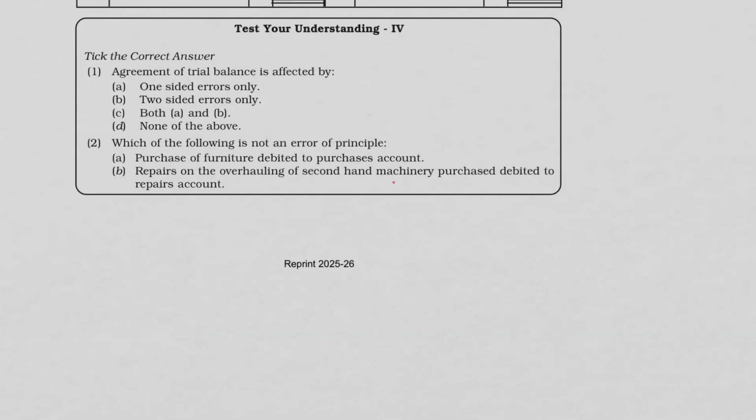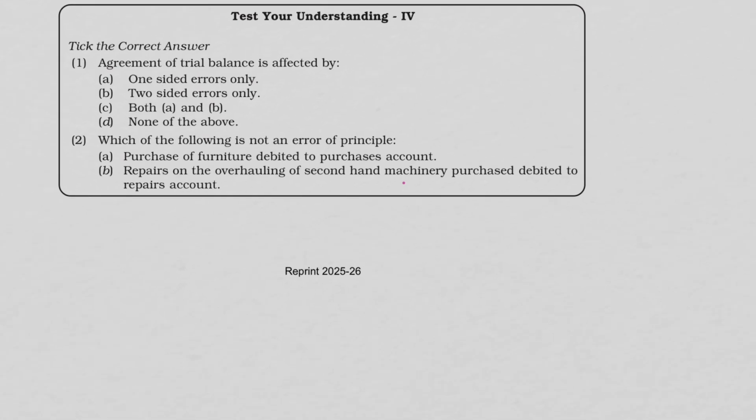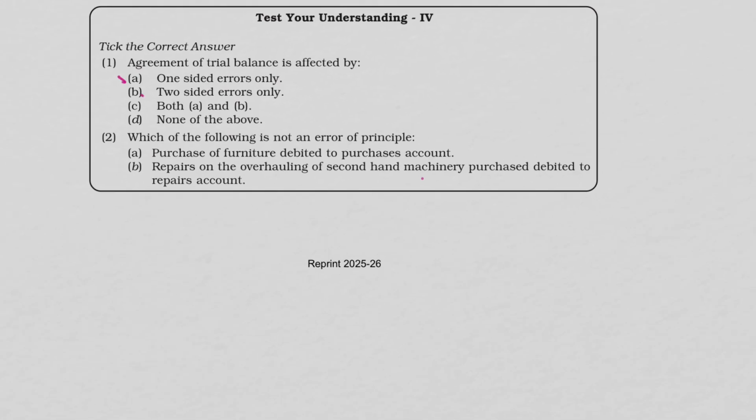Now let's solve this, test your understanding. Take the correct answer. Agreement of trial balance is affected by, the answer is by one-sided errors only. Okay, so trial balance basically does not agree when there are one-sided errors, because the debit and credit does not become equal. So two-sided errors, it affects both the sides equally. So basically the trial balance agrees.